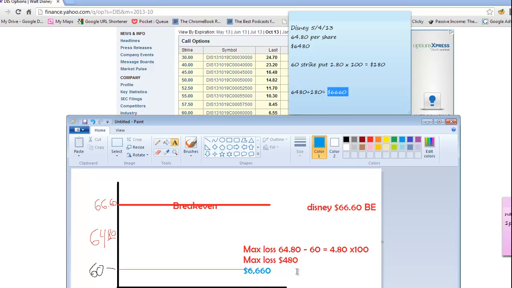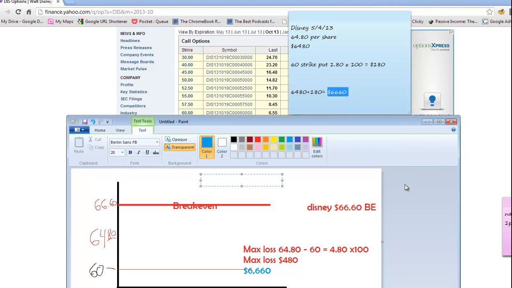And if it goes up, I can keep moving my option. So for instance, if I'm right on Disney, and Disney goes up to $70 a share, what I can do is buy another insurance policy and move my price up to $65 a share. I can buy a $65 strike put.